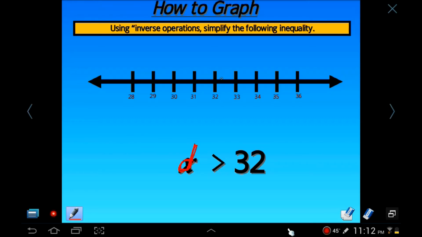Go ahead and put a point at 32. We're going to do an open point because it doesn't say equal to, it just says greater than. It does not say greater than or equal to. You're going to shade it to the right because that sign stands for greater than. And these are all points. Those are all numbers that indicate values that are greater than 32.